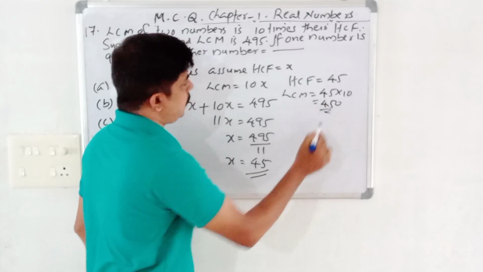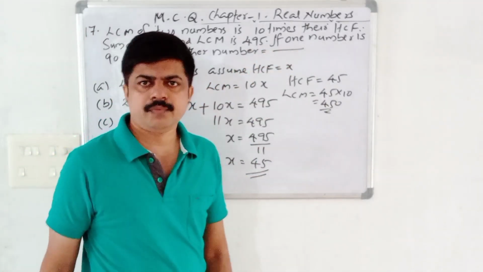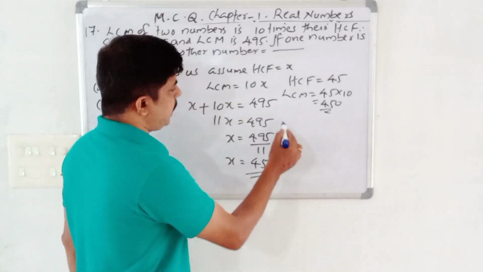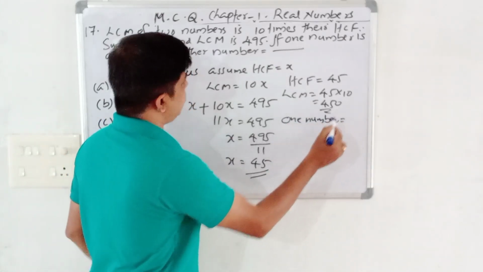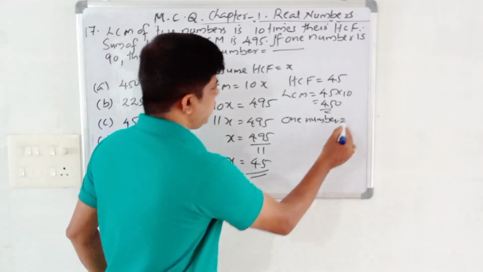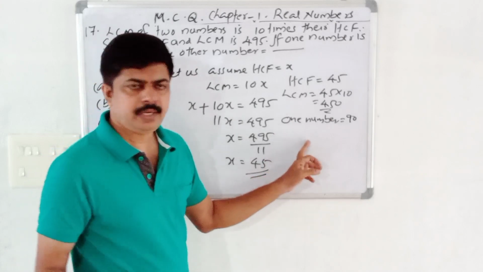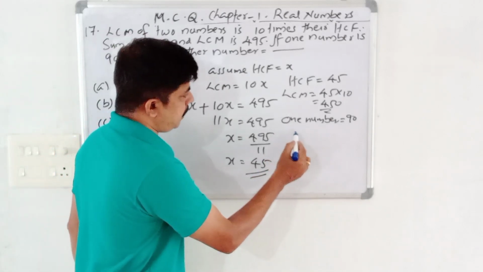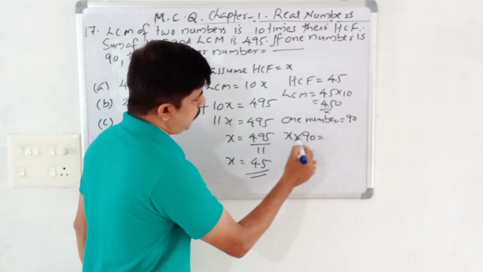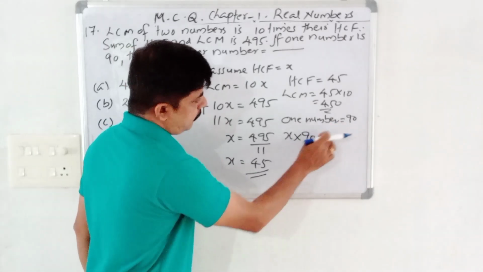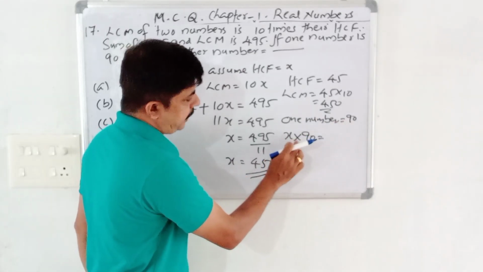We know the formula: HCF into LCM is always equal to the product of the given two numbers. One number is already given, which is 90. Other number, let us assume x. The product of two numbers is always equal to HCF into LCM.